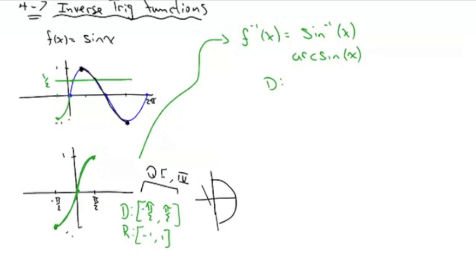Negative pi over two. No. Oh, wait. Negative one to one. Negative one to one. Why? Because they switch. When you have inverse functions, the domain and range switch. So this one's going to be negative pi over 2 to positive pi over 2. So when you use a sine inverse function, it is guaranteed to give you an answer only in the first and the fourth quadrant angles.